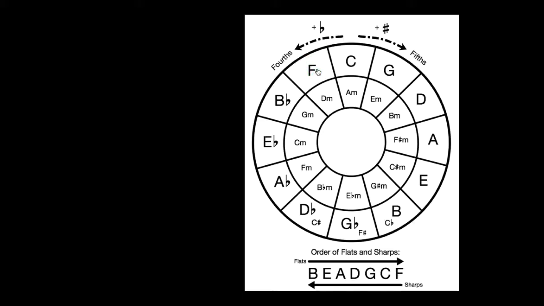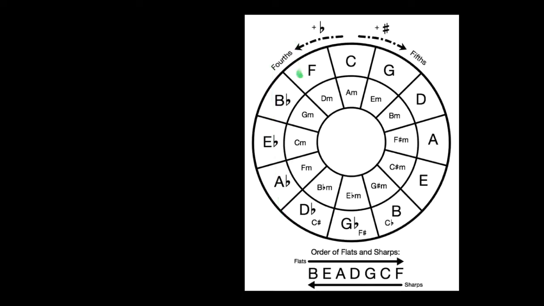Well, how do we know what flat to add? Zoom down here to the bottom, and we've got the order of flats and sharps. So flats are added from left to right here. So the first flat that would be added is B. So if a scale has 1 flat, which we determined, this has 0, we move to the left, we add 1. If we add 1 flat, which flat is it? It's the first one down here, B flat.